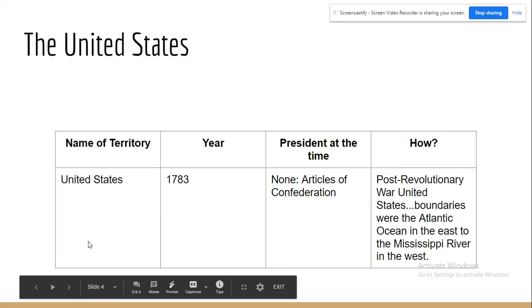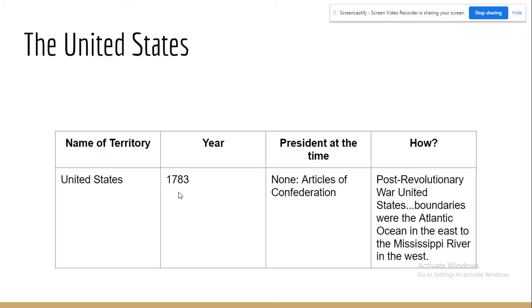So the name of the territory that we're talking about right now is basically just the United States, and the year that it was established, 1783. If you look back on that map, the area that I have outlined in green is basically what the United States looked like in 1783. Now, at that time, we didn't really have a president. Washington isn't going to take office until 1790. So we are under the Articles of Confederation as our first form of government.